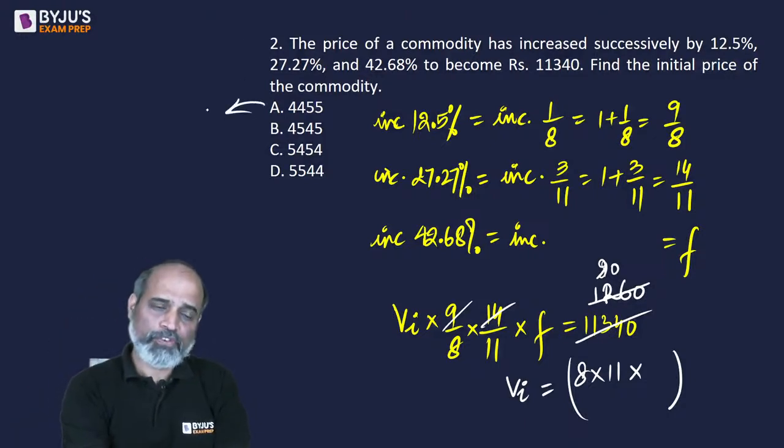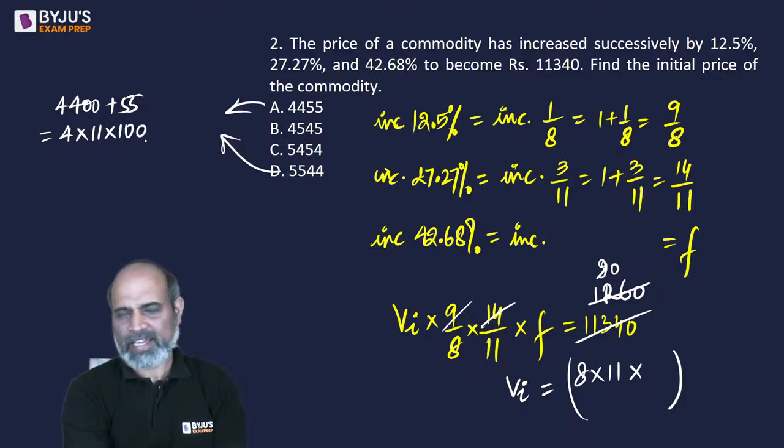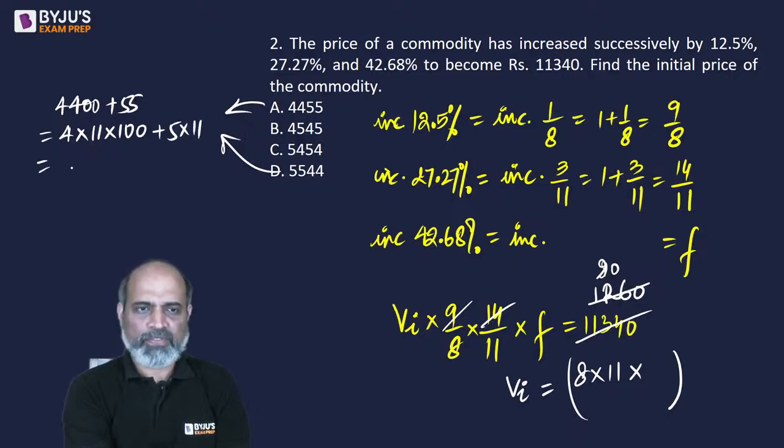If I look at 4455 and 5544, in the first one I can write this as 4400 plus 55, which is 4 into 11 into 100, right? 1100 into 4 plus 5 into 11. As in, we can actually take out 55 outside, right? And 5 into 11, so this will be 81.